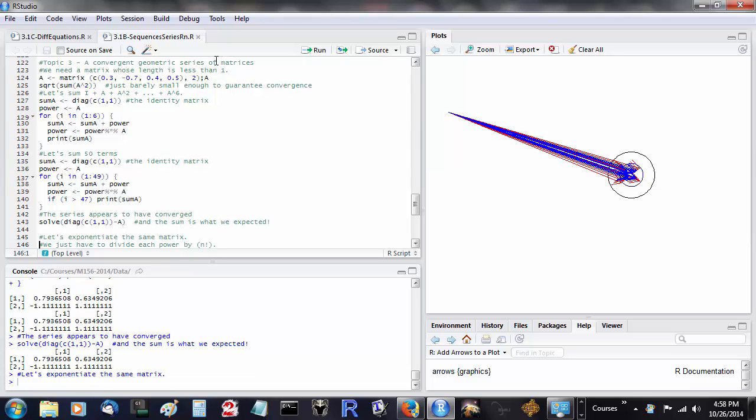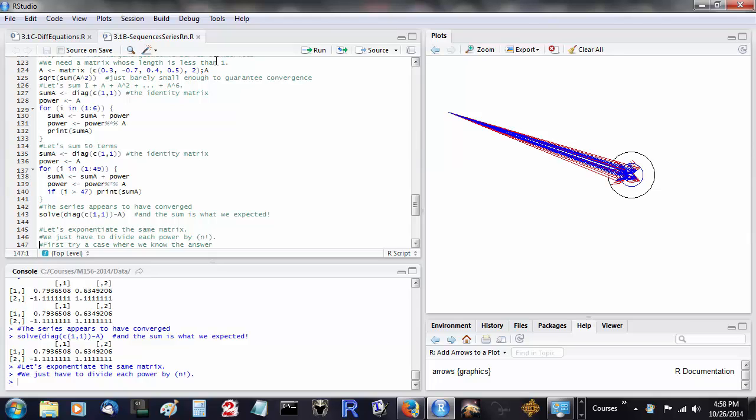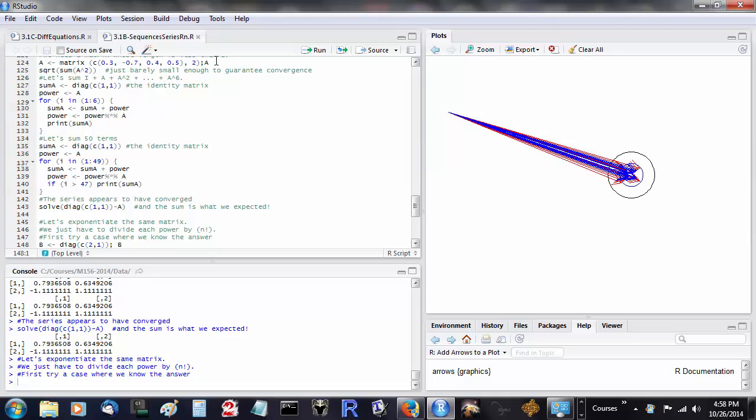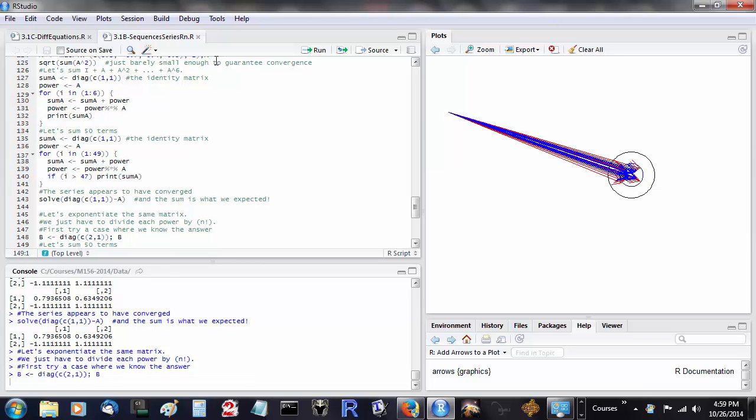Now let's try exponentiating it. If you think about it, the formula for the exponential function, the Taylor series, is very similar to the formula for a geometric series. It's just that you've got an extra n factorial in the denominator. So that means I have to divide each power by n factorial. Since I'm a sloppy coder and often divide by n minus 1 factorial or n plus 1 factorial when I meant to divide by n factorial, I'm going to try a case where I know the answer, a diagonal matrix whose entries are 2 and 1.